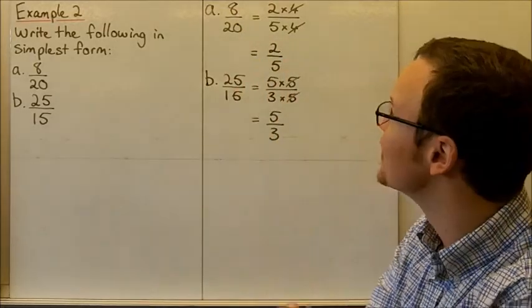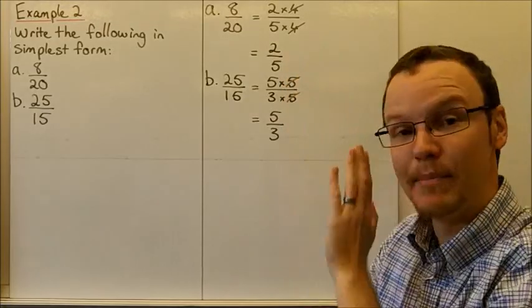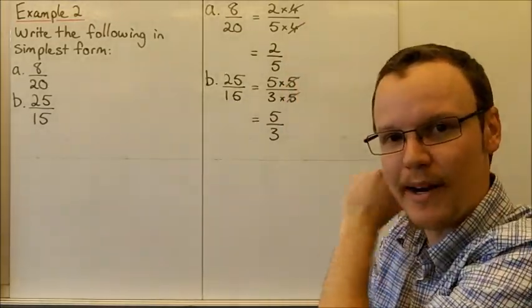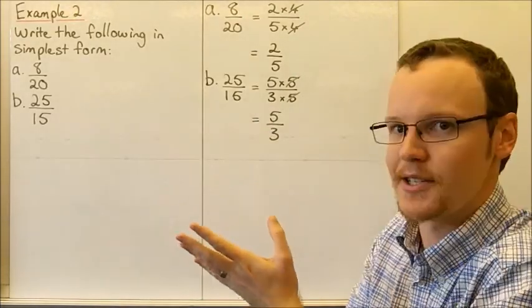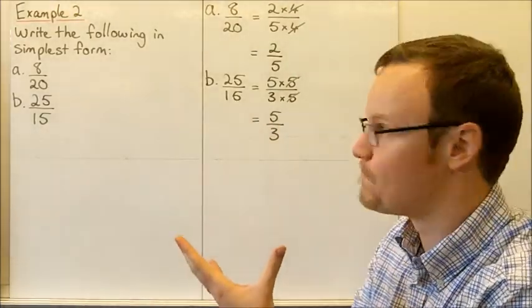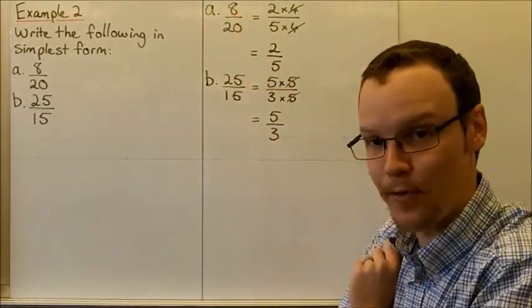So 8 is equal to 2 times 4, and 20 is equal to 5 times 4. We can cancel the 4s because 4 divided by 4, with 4 as the numerator and denominator, is just 1. That's why we can cancel them. It's not for any other reason other than they are equal to 1. So we're left with 2/5. So we've divided the top and the bottom by 4.